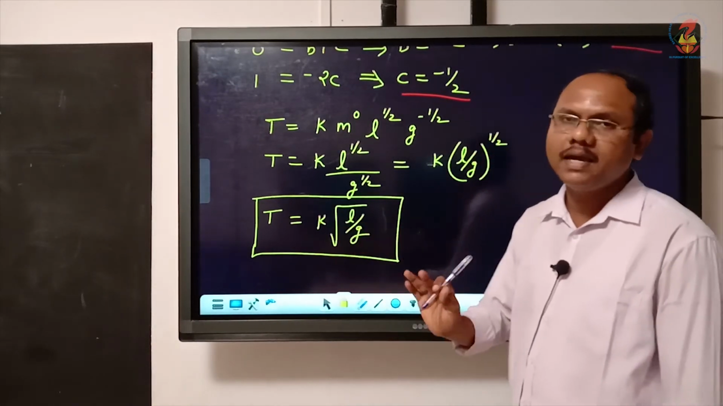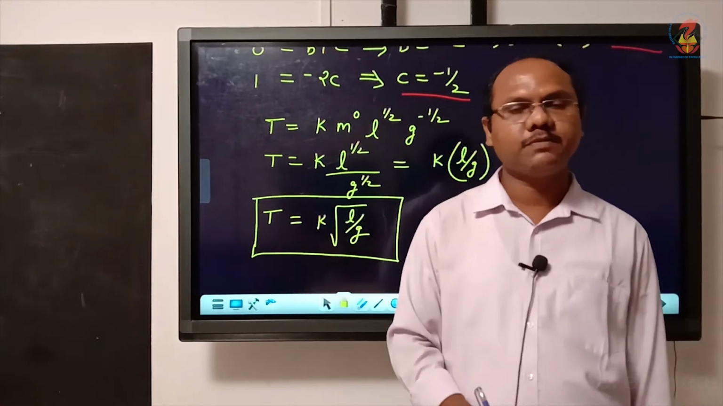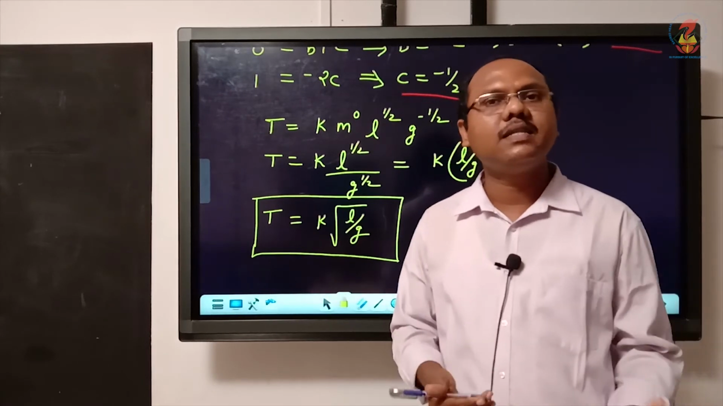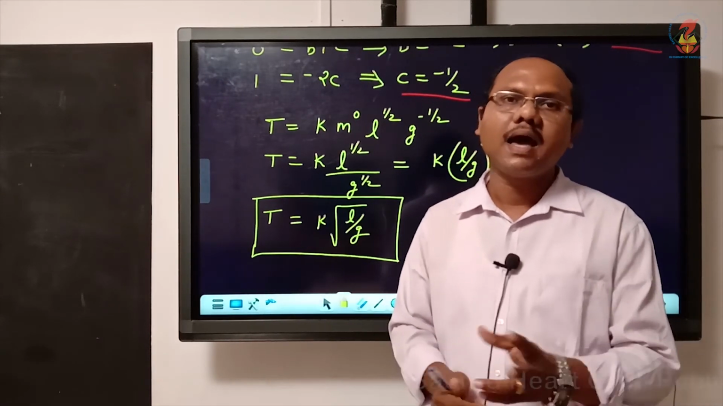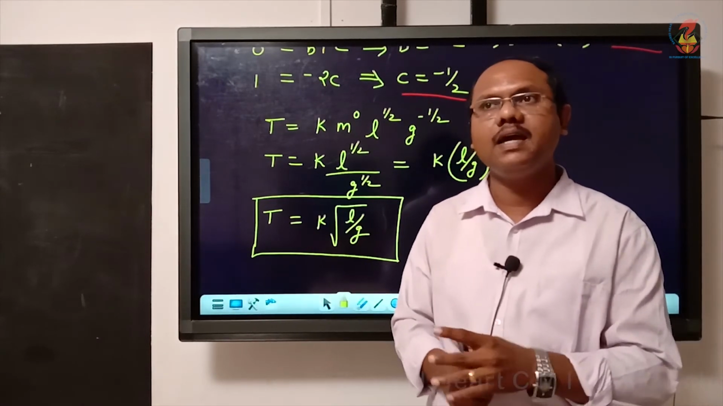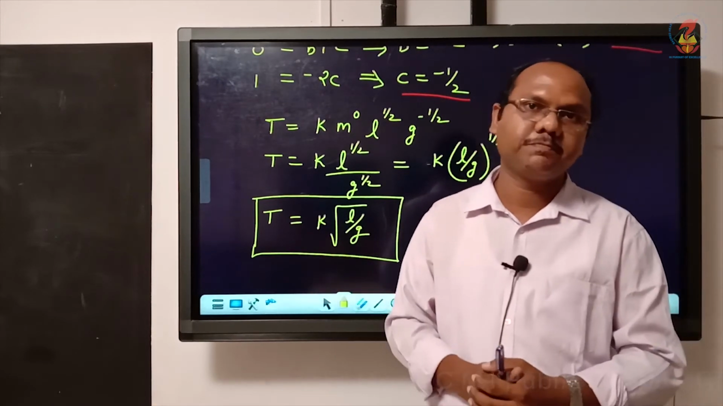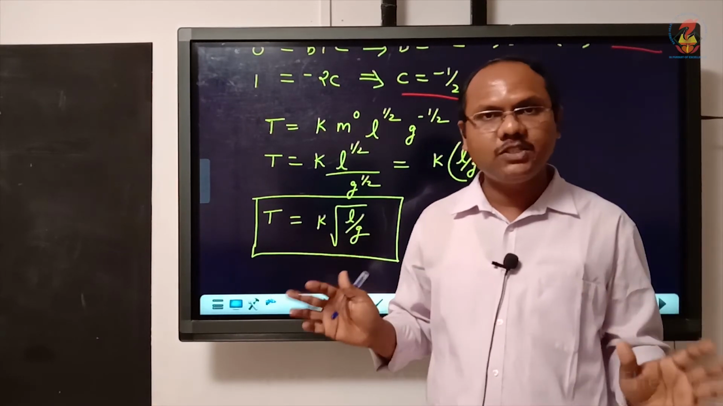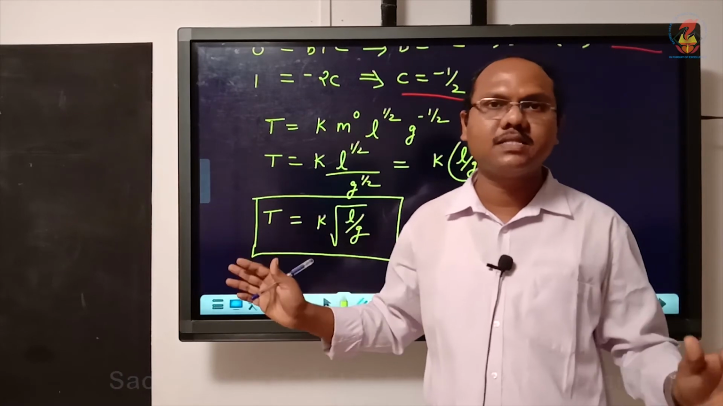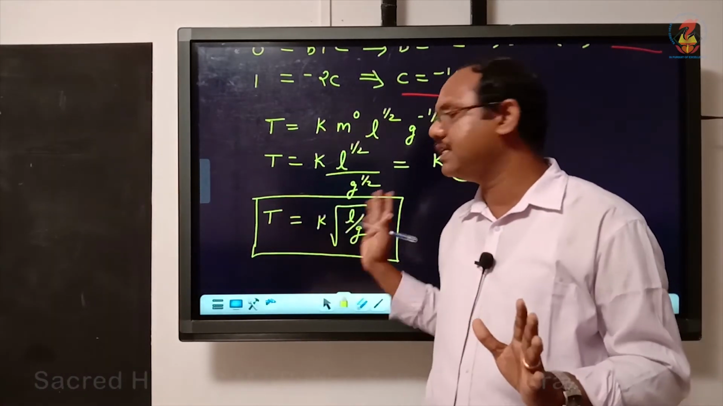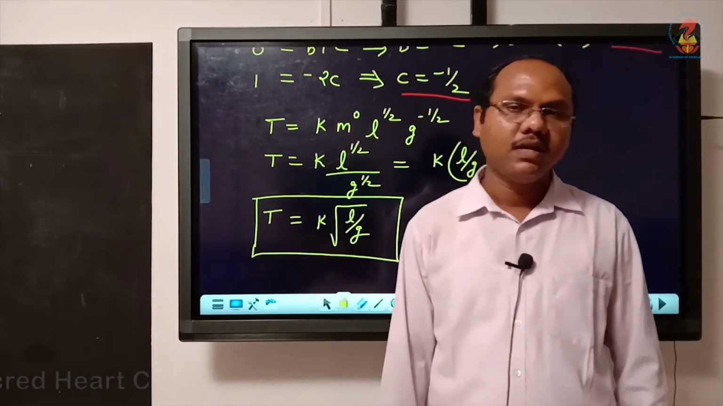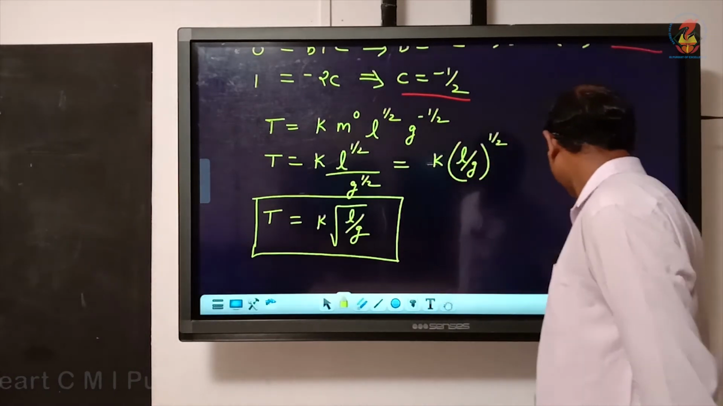And this value of K will not be obtained using dimensions. By another method, they will tell what is the value of K, and then when we put the value of K, you will be getting a real equation. So using dimensional analysis, we will only get the equation up to this. So let us see one more question.